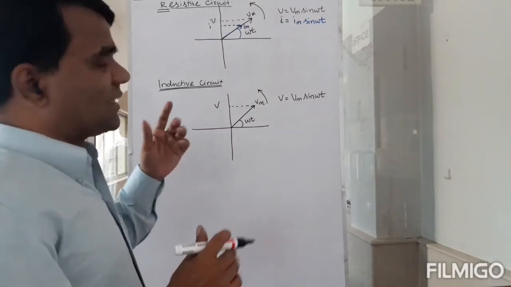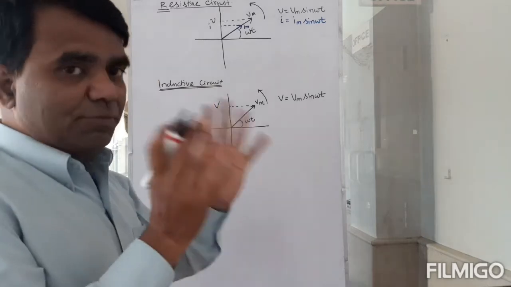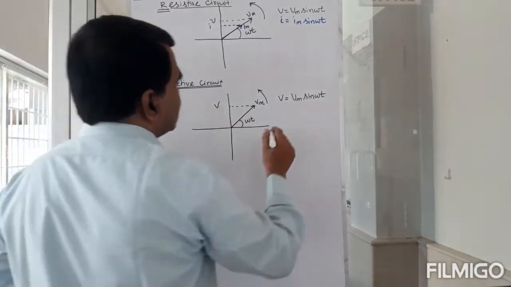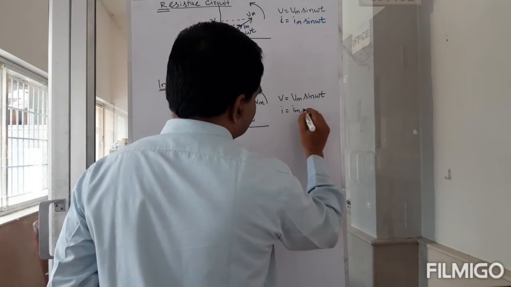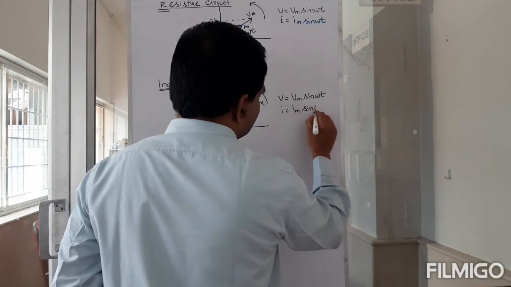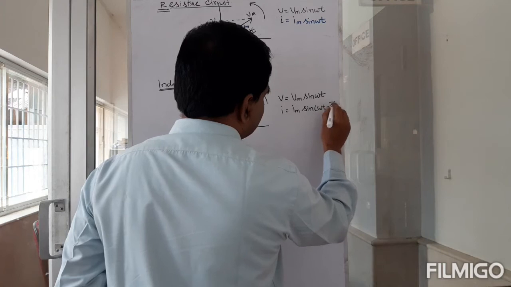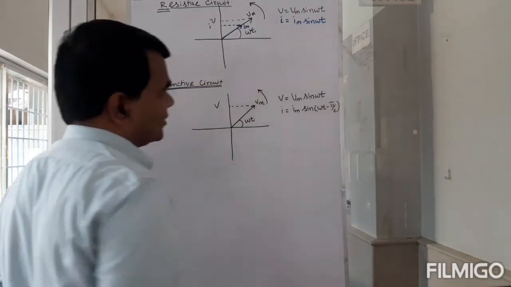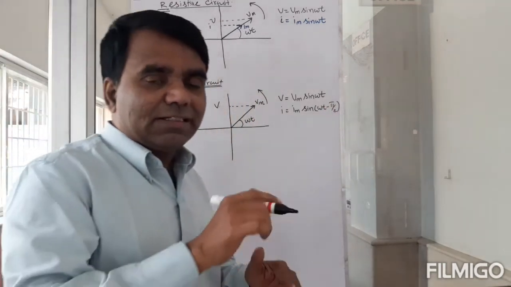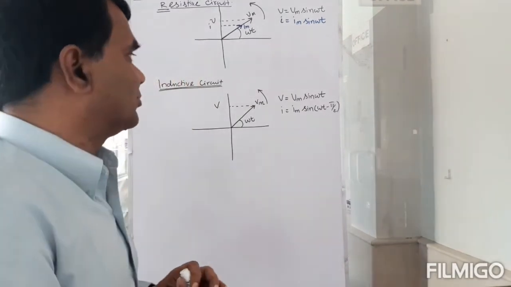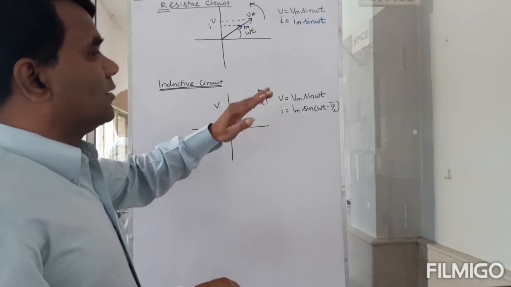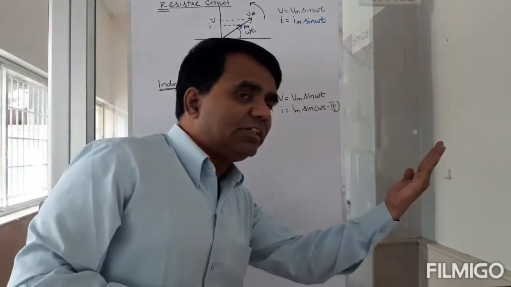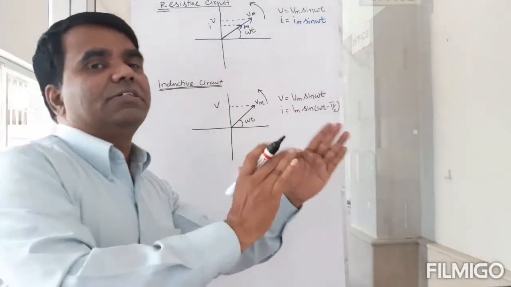Okay, so what's the current in a pure inductive circuit? So I is equal to Im sine omega t minus pi by 2. So what does it mean? It means that it is lagging the voltage. So what it means is that the voltage reaches the peak first and then the current reaches its peak.